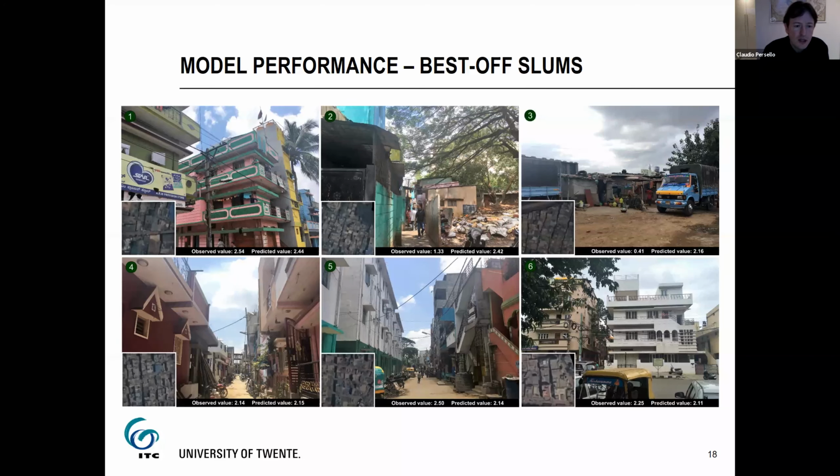And here you see again some pictures taken on the ground of some of these slums. Maybe some of the slums went through a gentrification process. Even if they are still considered slums, the people there have developed better living conditions and better infrastructure. That's why they are also associated with a better socioeconomic index.